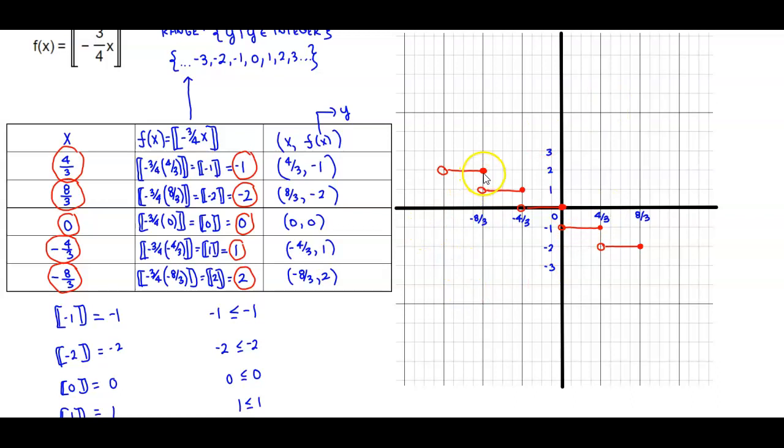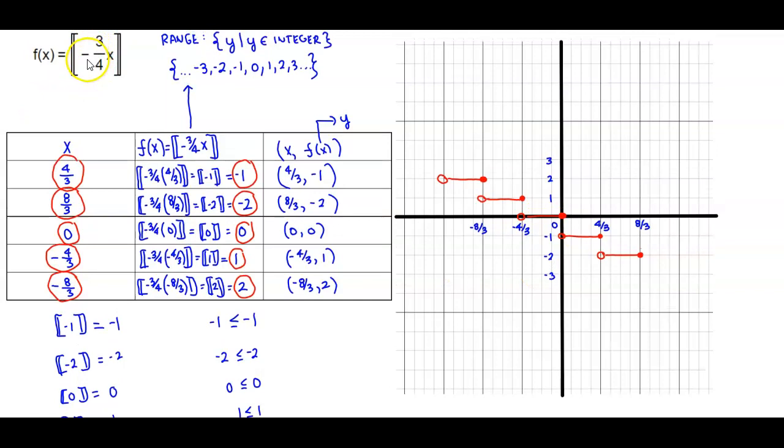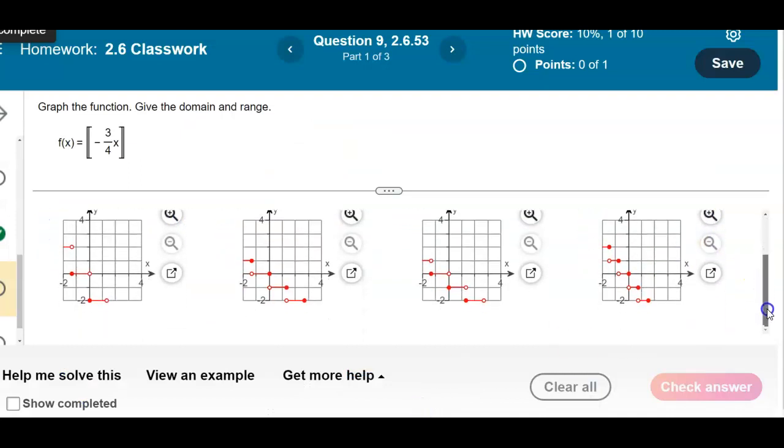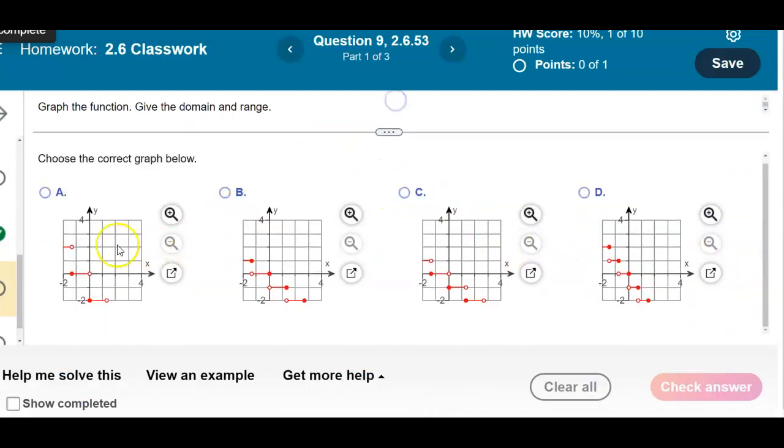Now you can see here how the closed circle is going to the left. That's because the inside function is negative. Now if this was positive, you can see that it would go the opposite direction. But now let's see if we can find this graph on our solution. Okay, so it looks like we can eliminate A and C because they're open circles going to the left, or this says you have a closed circle going to the right. So you're eliminating A and C. Now we need to look at B and then look at D.